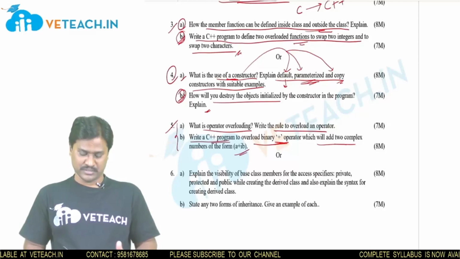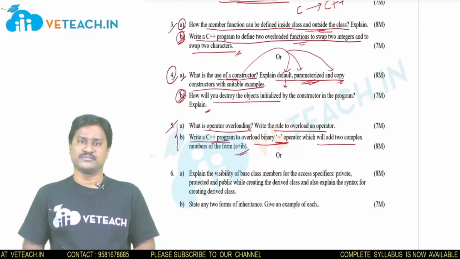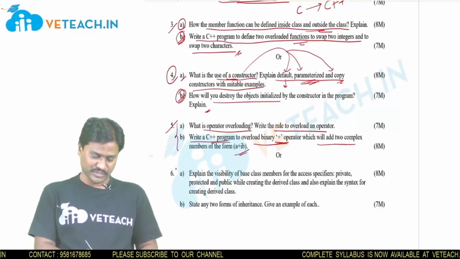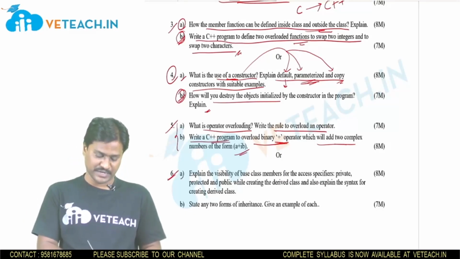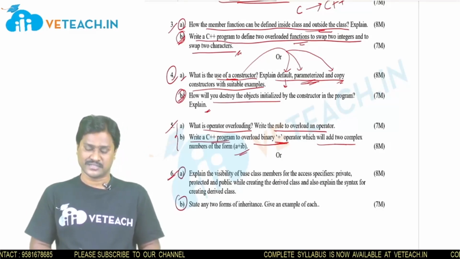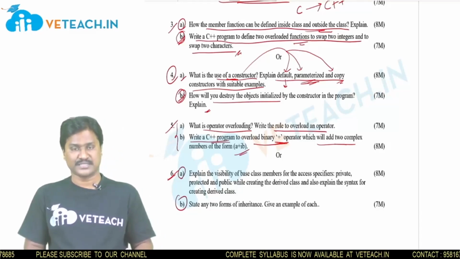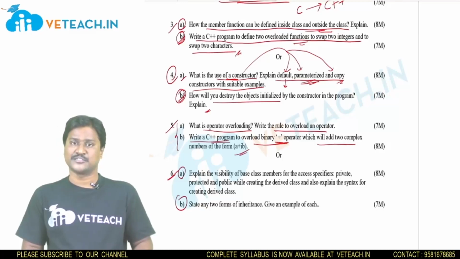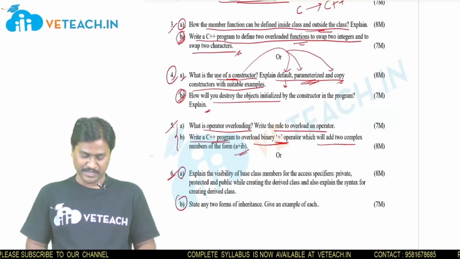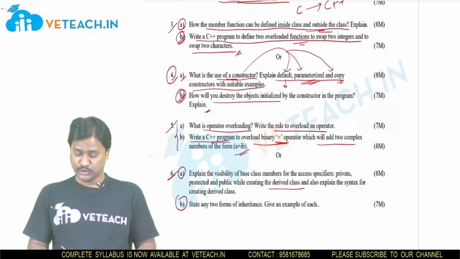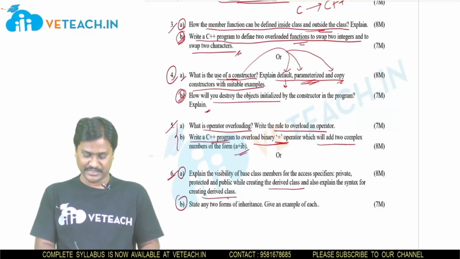Coming to the next chapter from unit 3, that is inheritance. Here the two sub-questions are given in the 6th question, A and B, from the inheritance concept. The first question: explain the visibility of base class members for the access specifiers private, public, and protected while creating a derived class, and also show the syntax for creating derived classes.